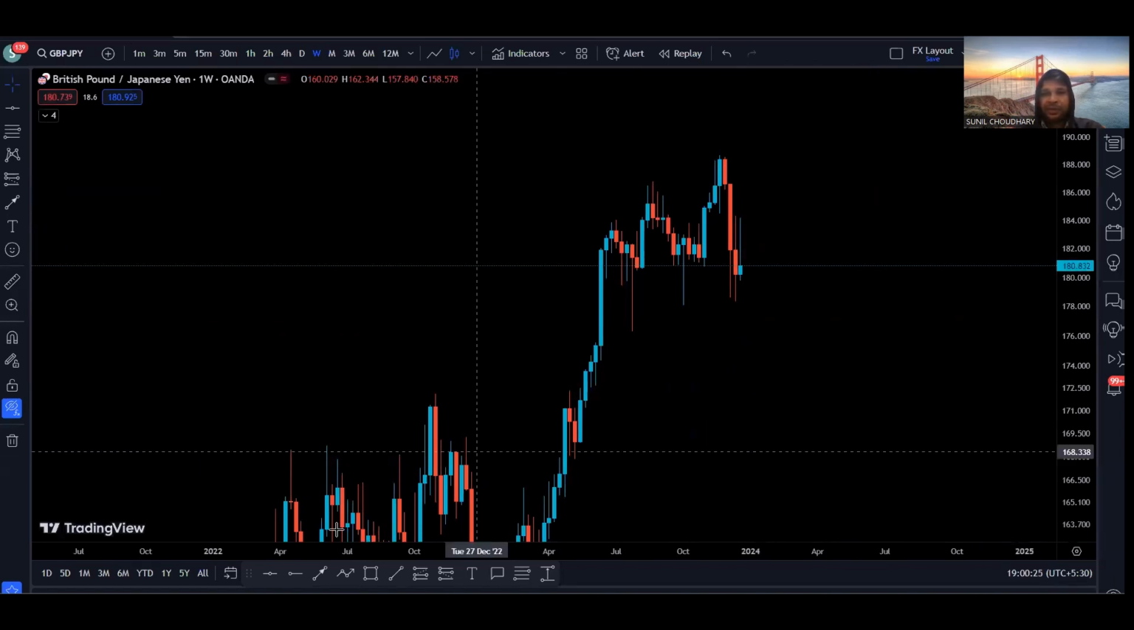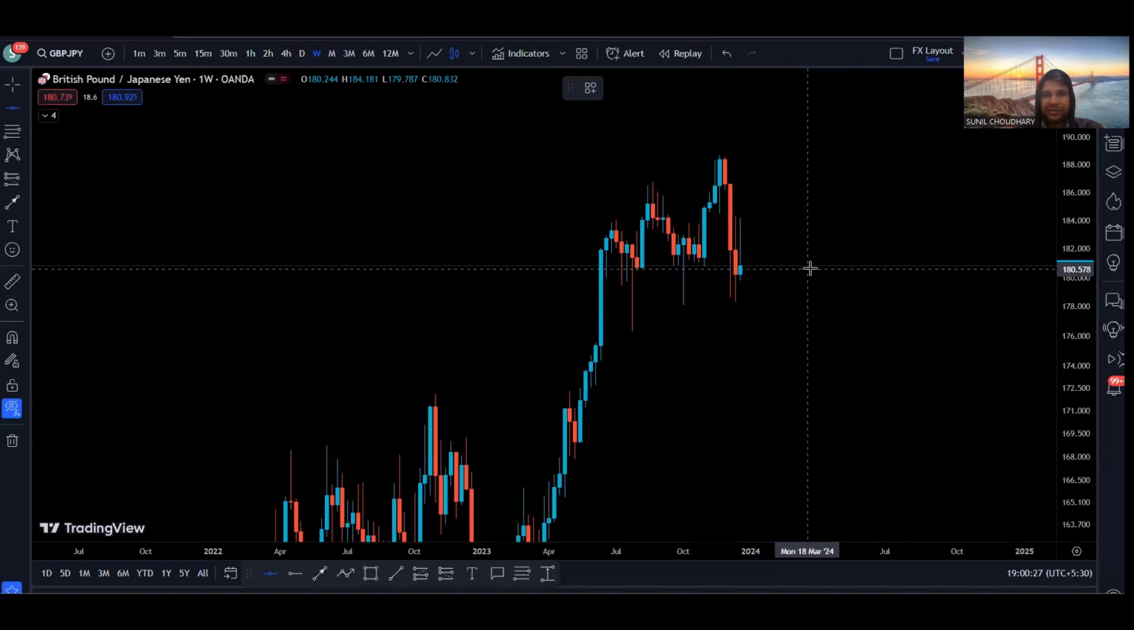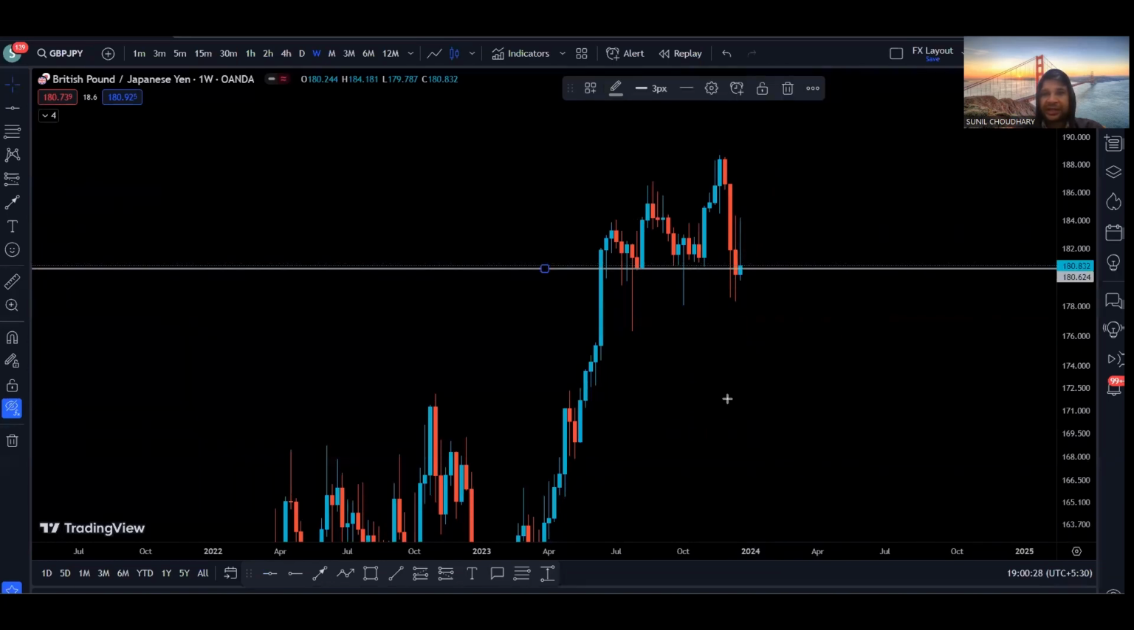Right now on the weekly time frame, market structure was bullish because we were making higher highs and higher lows, but right now we can see that we had this support and this last weekly candle closed bearish below this support, but with a rejection, and the last weekly candle closed bullish, but with a huge rejection to the upside.